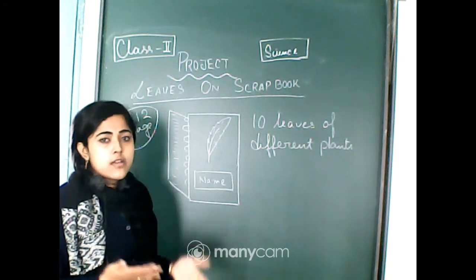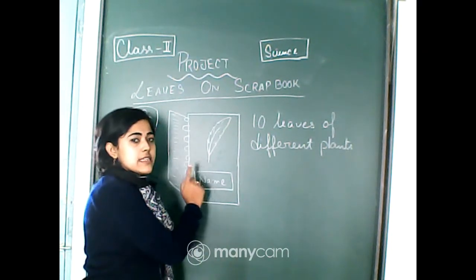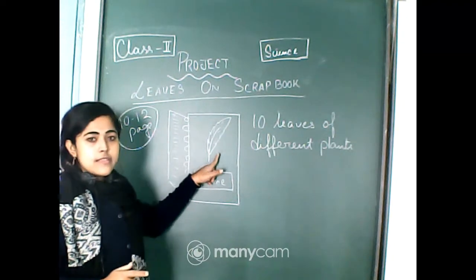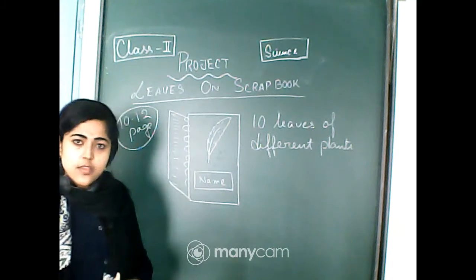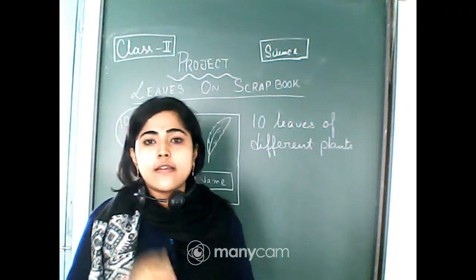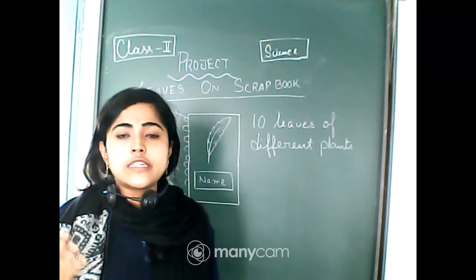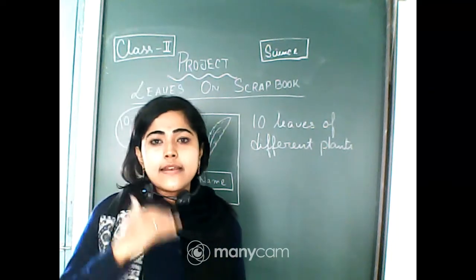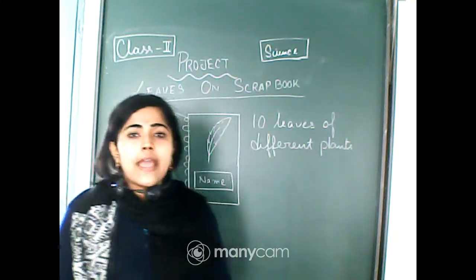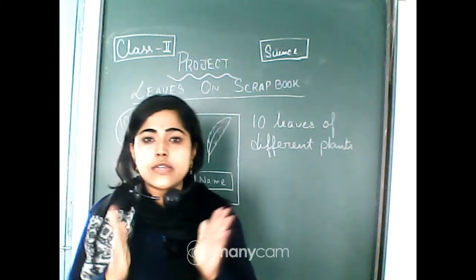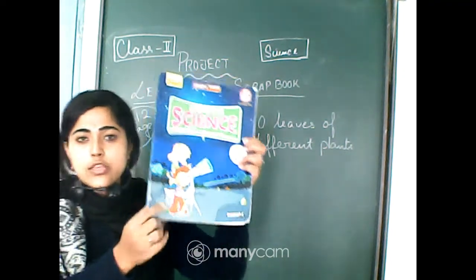Paste it with tape or any glue. Then under it you have to write its name also. So you have to write here the name hibiscus, okay. And if you have a rose leaf, write rose. If you have marigold or tulsi, write under the leaf which you pasted, that is marigold, that is tulsi.